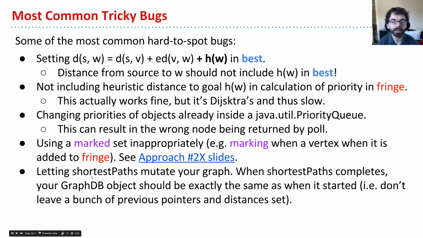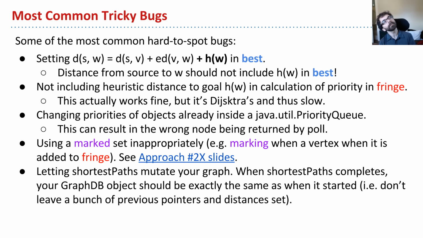And then finally, another really common bug that's very hard to spot is letting shortest paths mutate your graph. And by mutate, I mean change it in any way. So commonly, a bug is you run shortest paths and it sets a bunch of previous pointers, and then you run shortest paths again and all those previous pointers are still there, and it can actually break the run of shortest paths. So what I say is that when shortest paths completes at the very bottom of your method, your GraphDB object should be exactly the same as when it started. And you can do that by giving your GraphDB object some kind of reset method that you always call at the end that makes sure that it sets all of the instance variables back to their start.